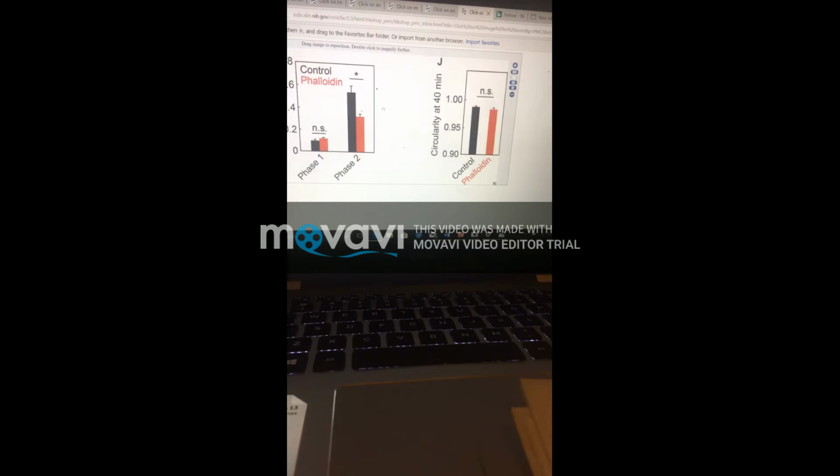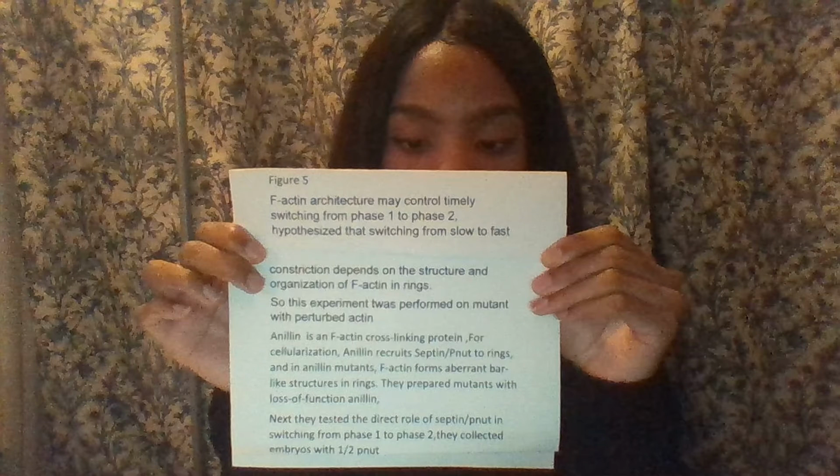At J, the circularity at 40 minutes is being compared for the control and the phthalidin treatment. They are both relatively equal. K is showing that the phase switching time is relatively the same or equal for the control and the phthalidin treatment. Whereas L is showing that the F-actin half-life is higher in the control than it is in the treatment.